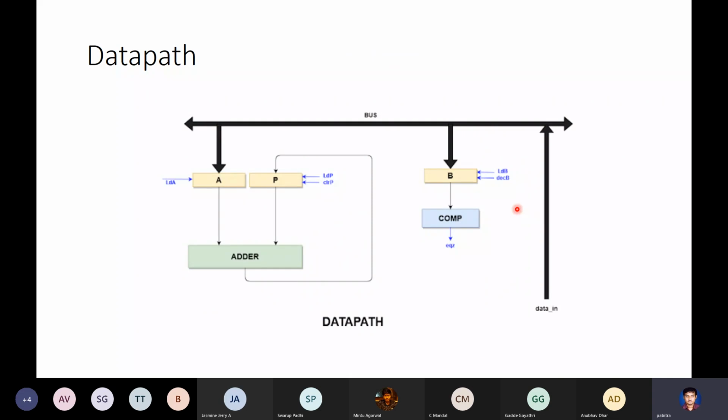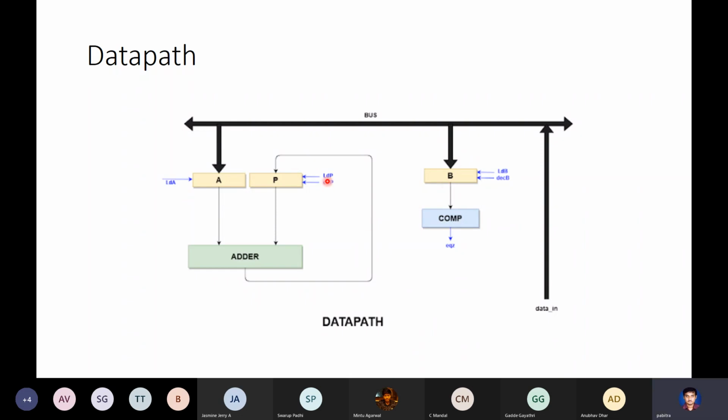So let's see what sequence we want to do. The first sequence will be, we'll activate load A. We'll send load A equal to 1, and then data will be loaded to A. Input data will be loaded to B. Then we'll activate load B. Data will be loaded to B.